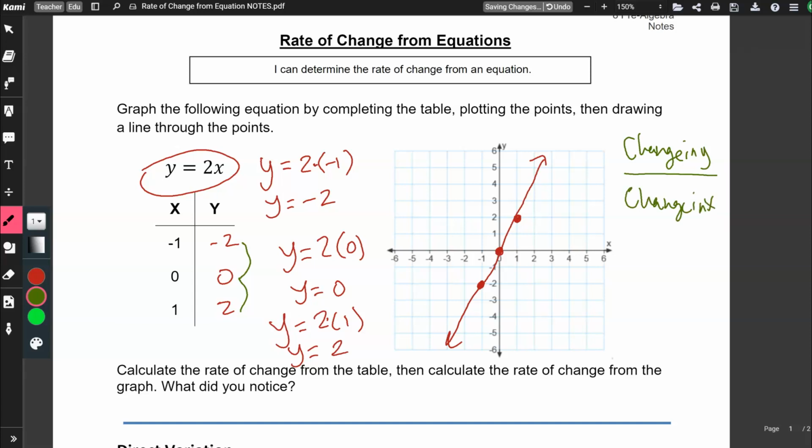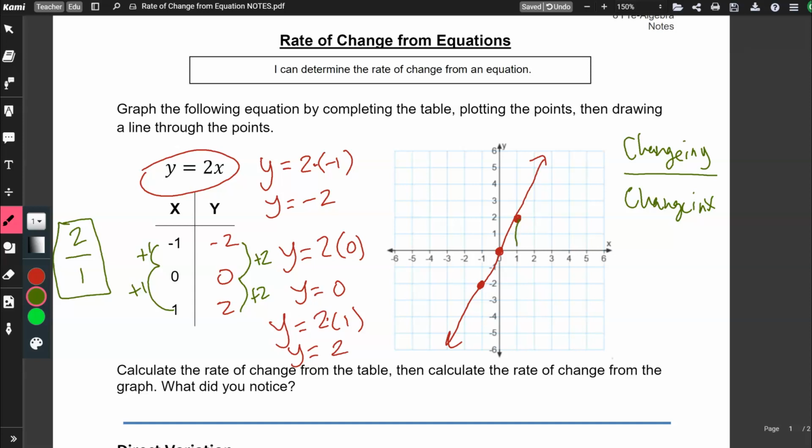So I'm looking at how my y values change. I'm going from -2 to 0, so that's a +2 change. From 0 to 2 is also a +2 change. So the change in my y values, if I look at the table, my change in y is 2 units over my change in my x values. Okay, so when I go from -1 to 0, it's a +1 change. From 0 to 1, that's also a +1 change. So I'm looking at my rate of change being 2 over 1 when I look at my table, the change in my y values over the change in my x values.